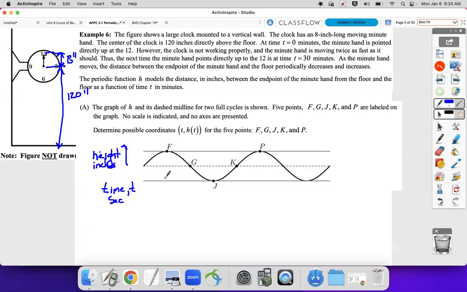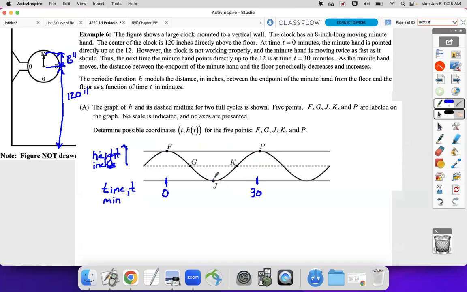So they're saying at time t is 0, the second hand is all the way up high. So we're going to put 0 right at the highest point of this graph. And then they're saying that it's twice as fast as a regular clock, so it repeats the cycle in 30 minutes. So you can see where the period is. It goes from F to P before it repeats. So this would be 30 minutes. I'm sorry, our time is in minutes, not seconds. Let me go back and fix that.